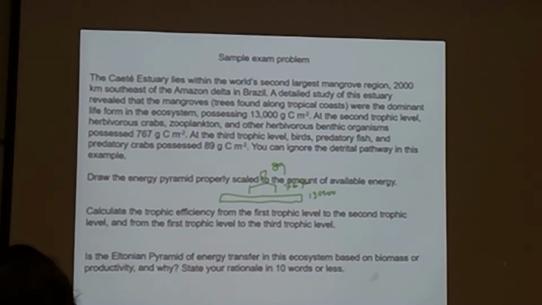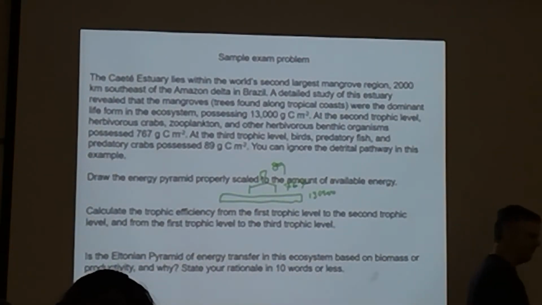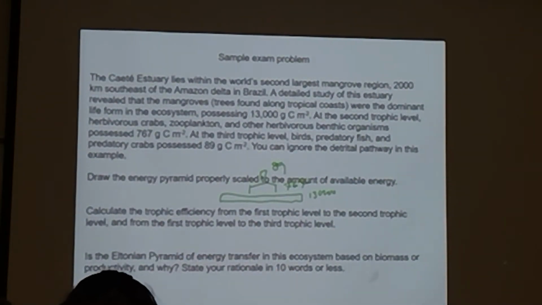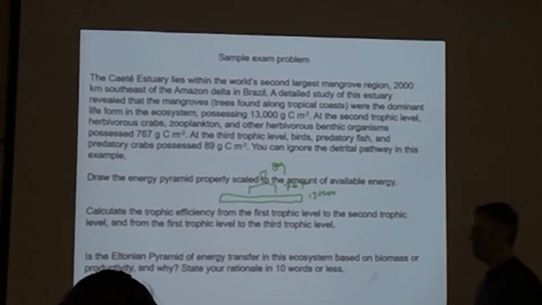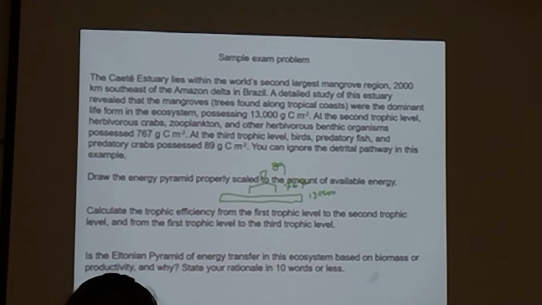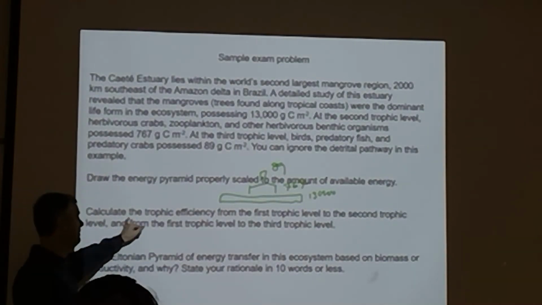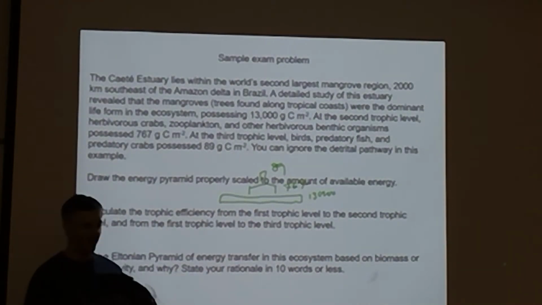Alright, so what's the trophic efficiency from the first trophic level to the second trophic level? Okay, so 0.059. How do we calculate that? We take the amount of energy at the second trophic level divided by the amount at the first trophic level. And the units cancel out. You don't need to worry about that because the efficiency is going to be dimensionless. Okay?